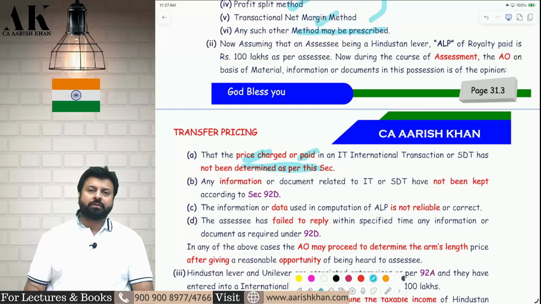He should not feel that. He should not be of that opinion. Second, you should always maintain proper documents and information as per 92D.